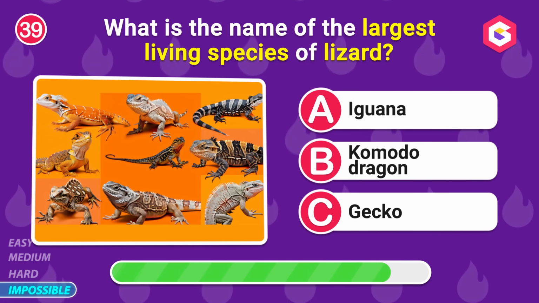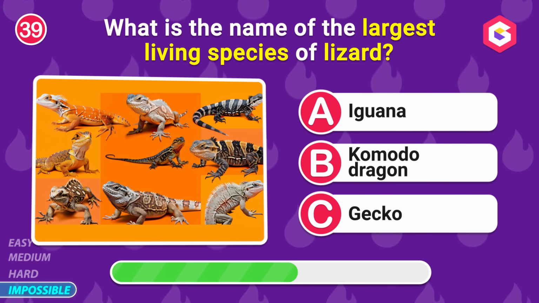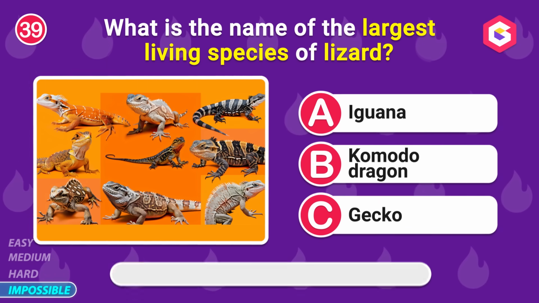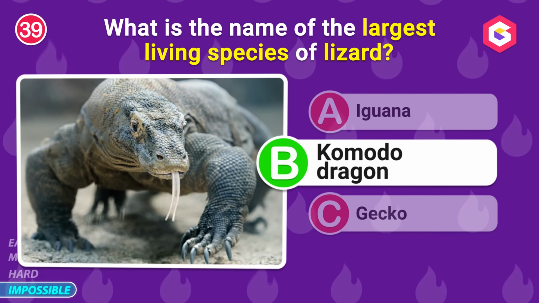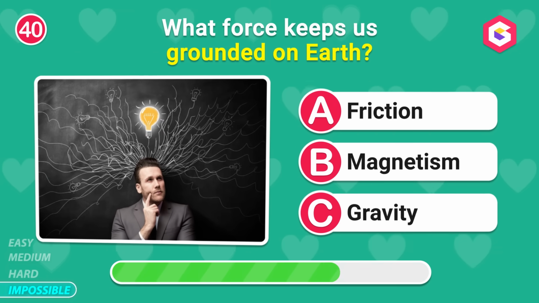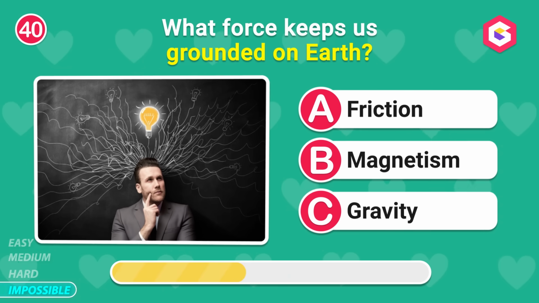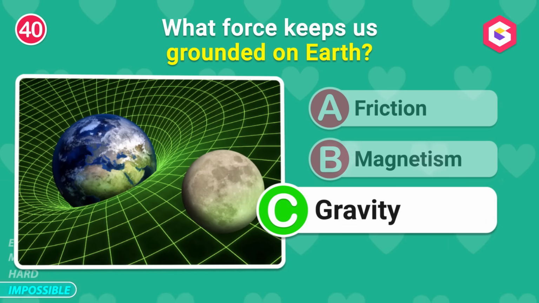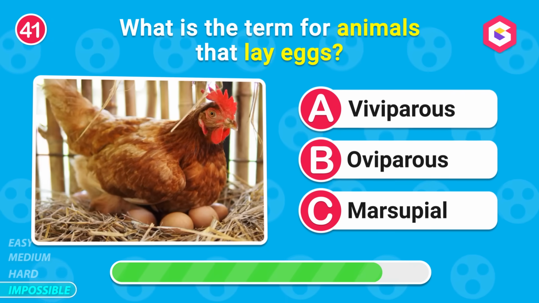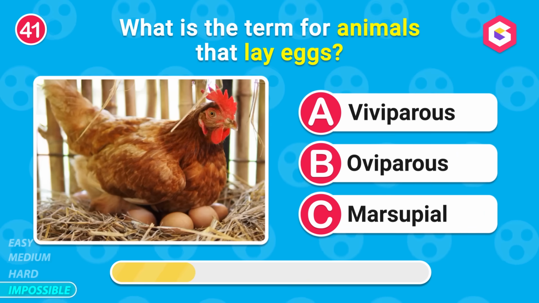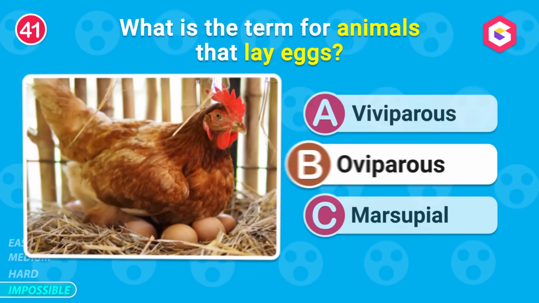What is the name of the largest living species of lizard? Komodo dragon. What force keeps us grounded on Earth? Gravity. What is the term for animals that lay eggs? Oviparous.